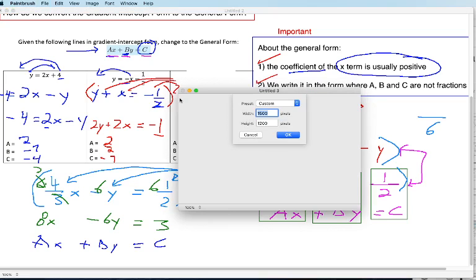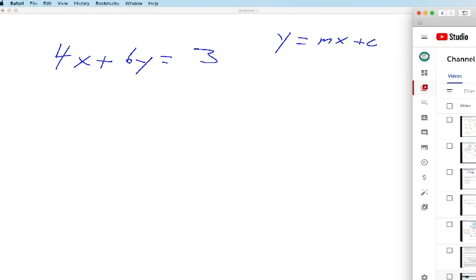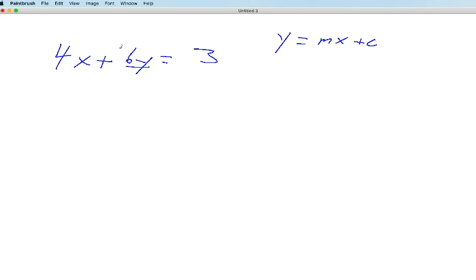One last idea is if I give you something in the general form, let's say 4x plus 6y is equal to, let's say, 3, and I ask you to change this into the gradient intercept form, which is y is equal to mx plus c, it's very simple. All you need to do is isolate for your y. So the first thing I would do, because I want y to be by itself, is throw this 4x onto this side. So I have 6y is equal to negative 4x plus 3.